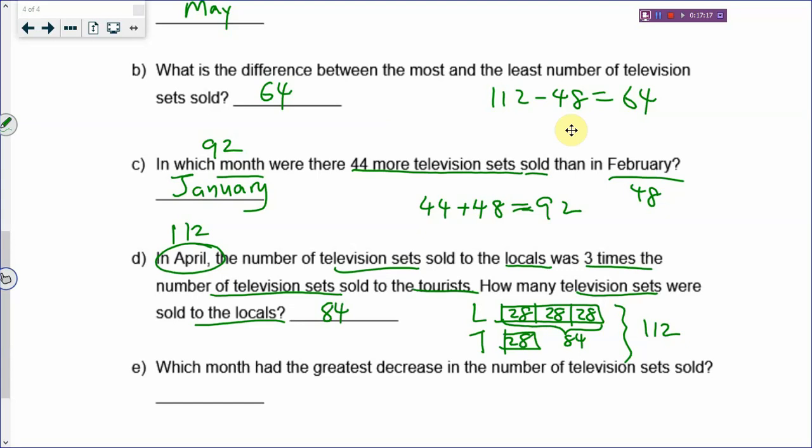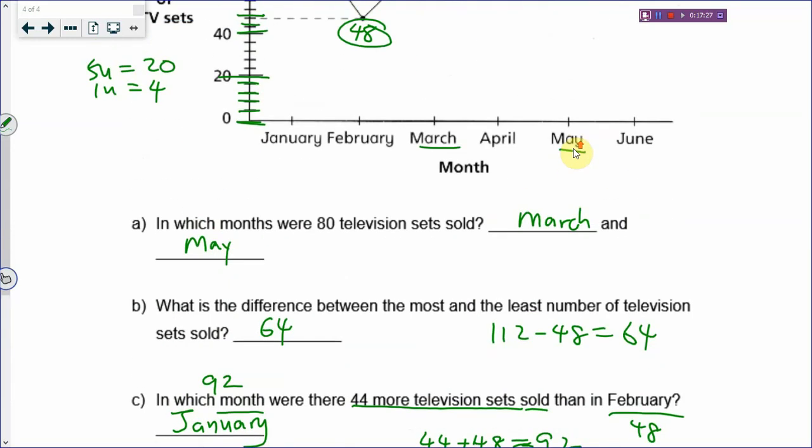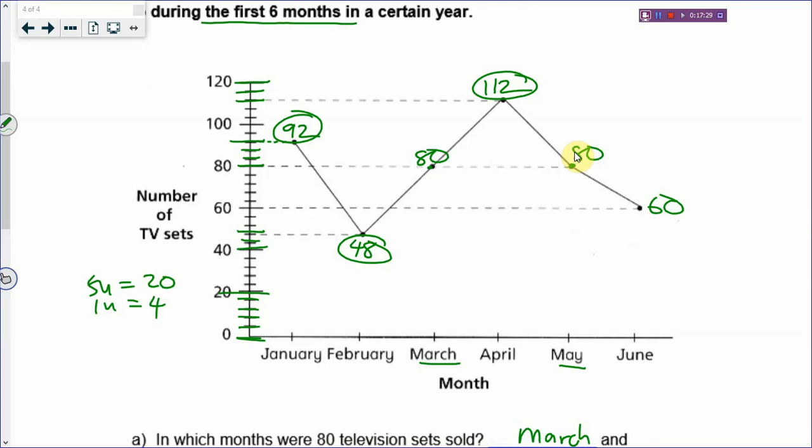Alright, now which month had the greatest decrease? Then you must look for the line that's coming down. So which month had the greatest decrease in the TV sets sold? Alright, so let's look at the line graph and see. Where is the line coming down? From here, this is a decrease, it's coming down. So how much is the decrease? You take 112 and minus 80, that is a decrease of 32, right? That's a decrease of 32.